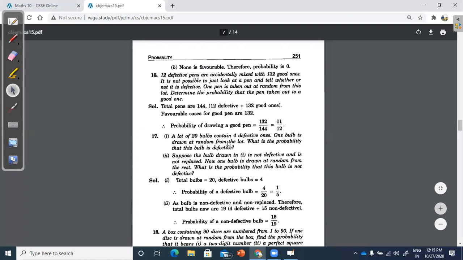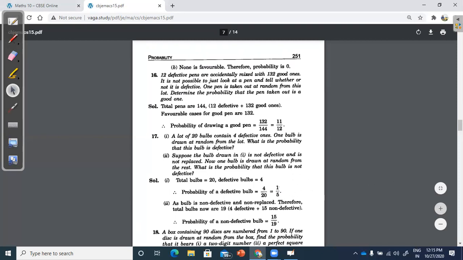Next question: a lot of 20 bulbs contains 4 defective ones. So out of the 20, 4 are defective. That means 16 are good. What is the probability of getting a defective bulb? So this is easy. There are 4 defective out of 20. So 4 by 20, answer is 1 by 5.